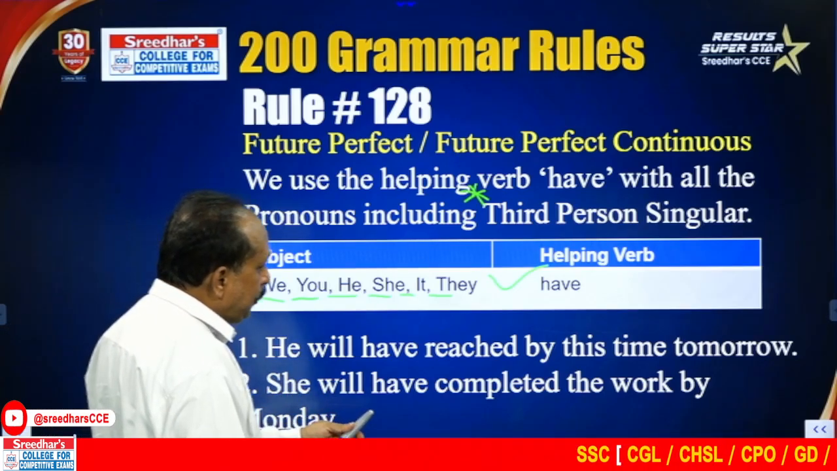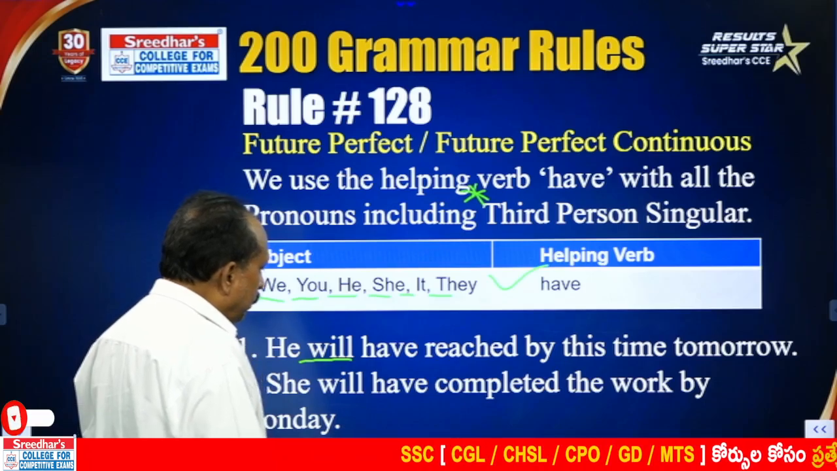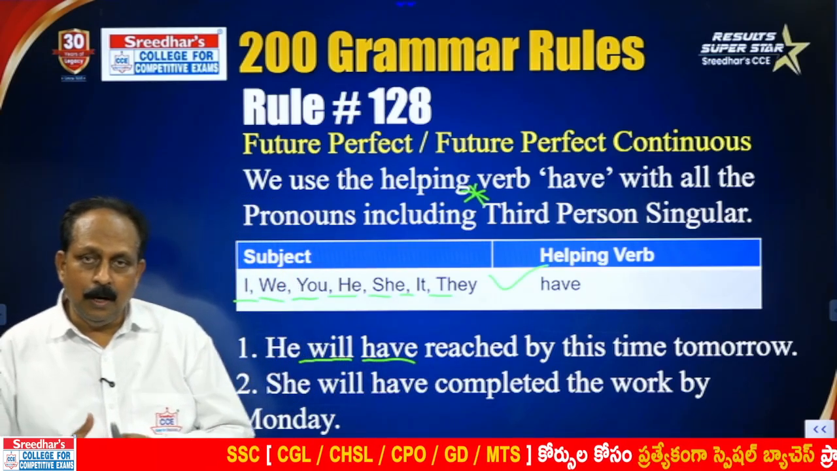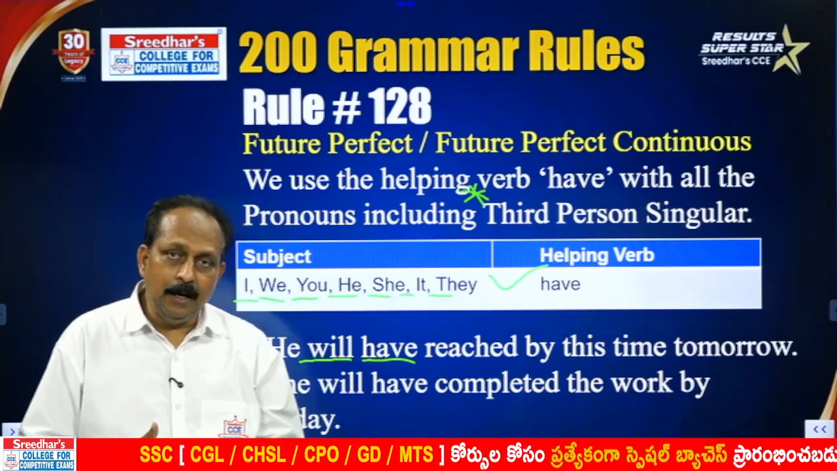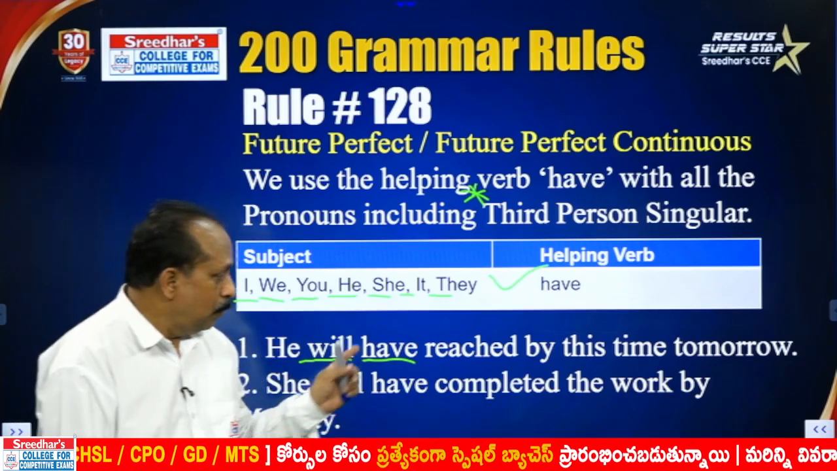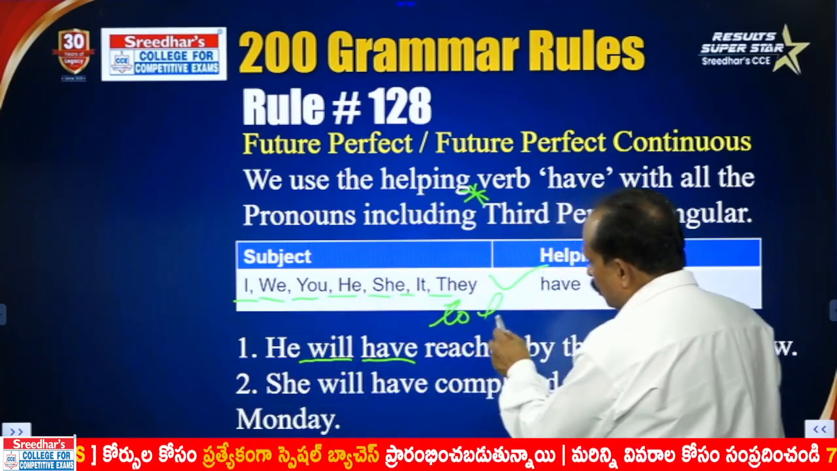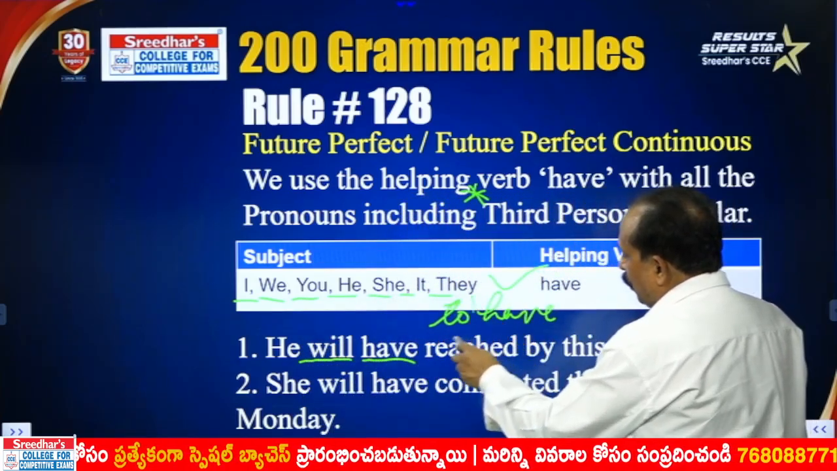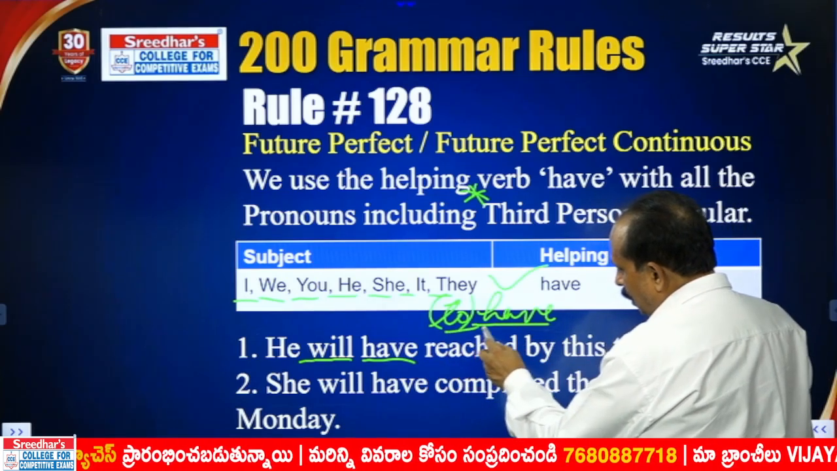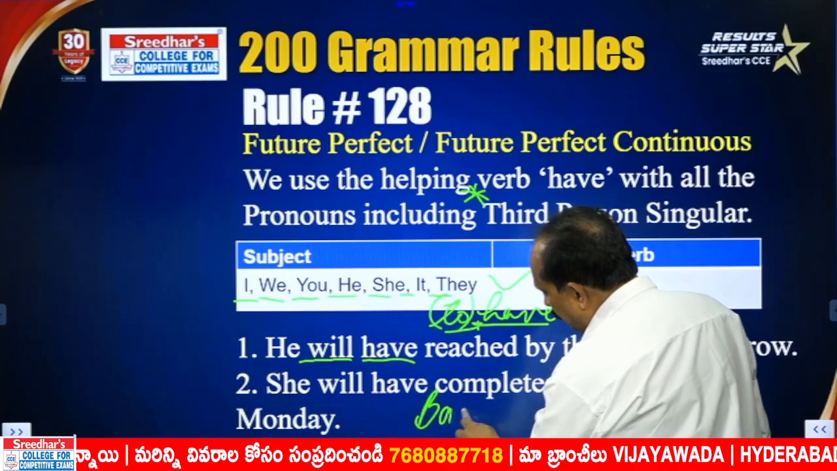He will have reached by this time tomorrow. Here we have one helping verb, will. And I have already taught, when you use a verb after any helping verb, you should use it in bare infinitive. What is the verb here? To have, the primary auxiliary, to have. Without to, it is called bare infinitive. And here this have is basic form without to, which is called bare infinitive.